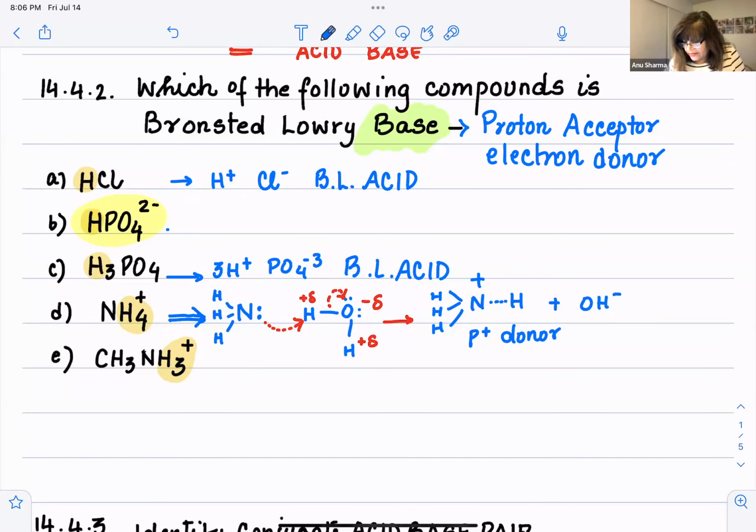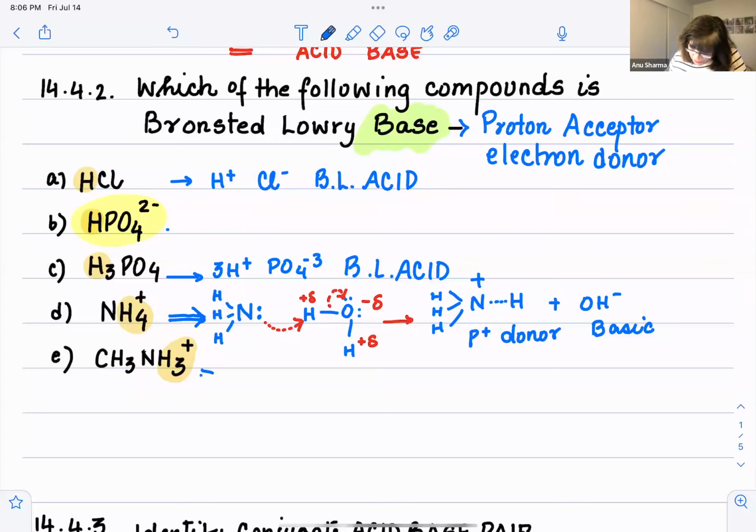Because of that, ammonia is basic in nature, because in situ it can generate a basic ion. So we are looking at the Bronsted-Lowry base, which is basically a proton acceptor or electron donor. Which one? Obviously the ammonium ion is not an electron donor, and it is not a proton acceptor either. It can give a proton, so this is not the answer.